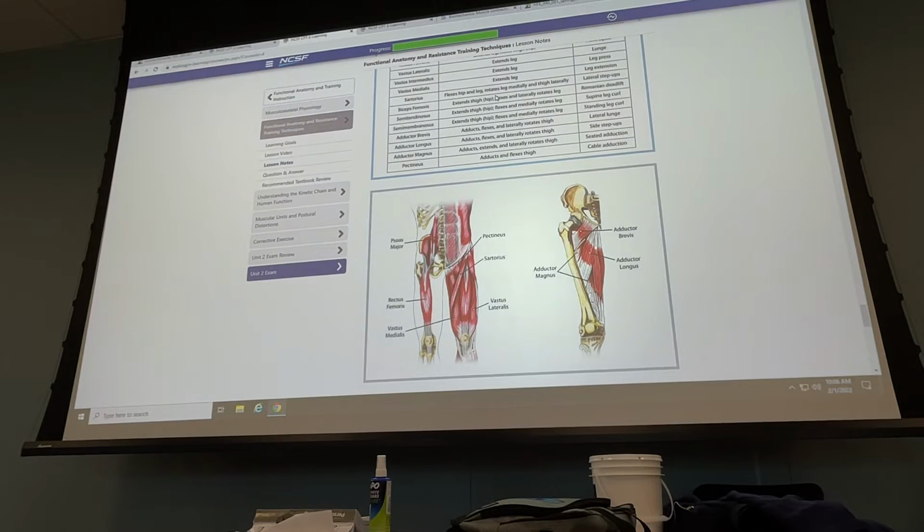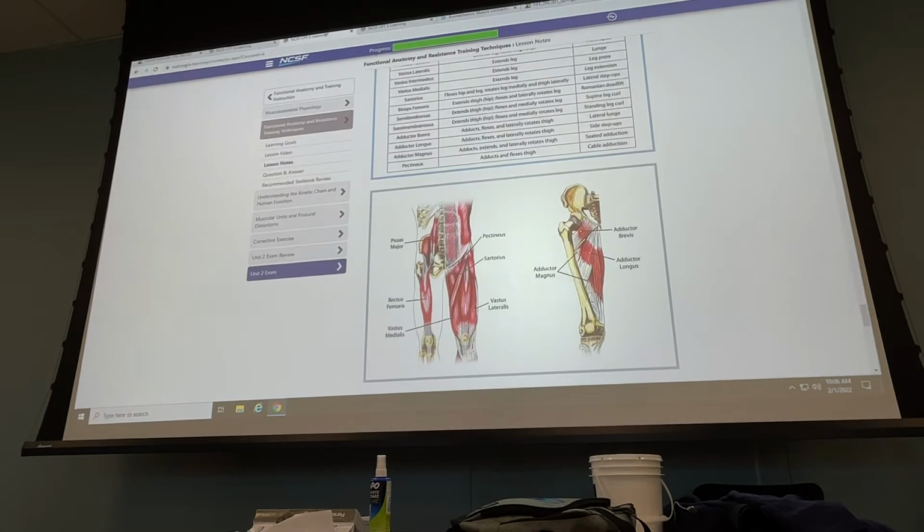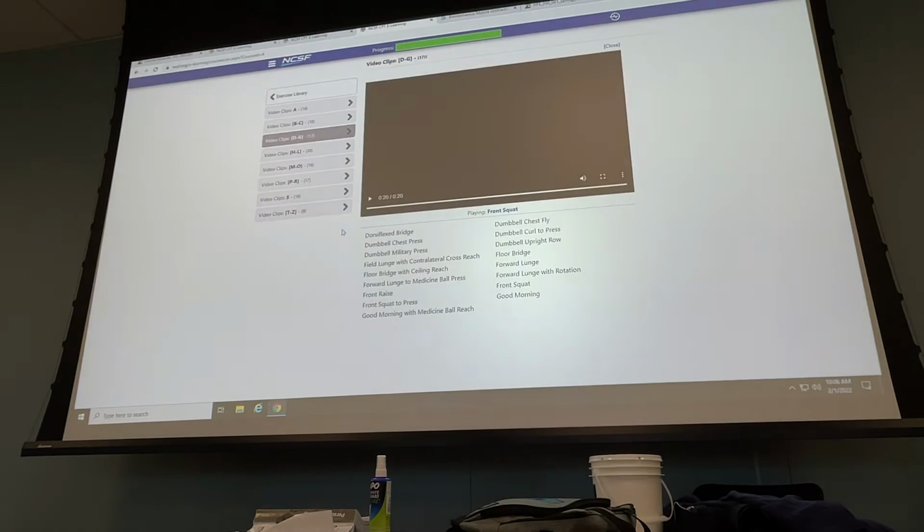Biceps femoris, that's the biceps of your thigh. So it does the same thing as your biceps up here. It will flex and laterally rotate the leg, and it also extends the thigh. Okay, something like a Romanian deadlift is going to get your biceps femoris, which is part of your hamstring group, the best. Let's see here if we can find a Romanian deadlift.